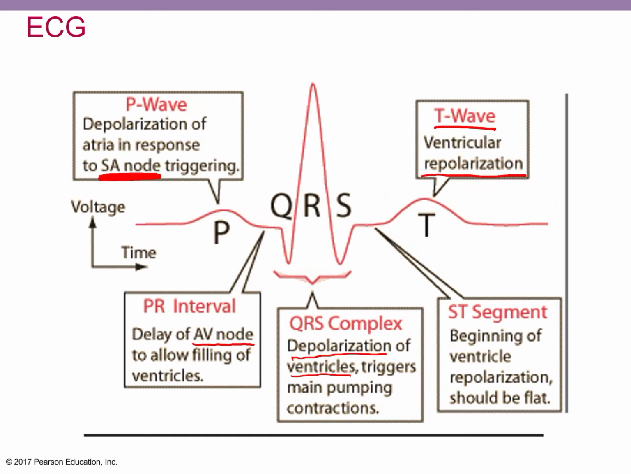Why don't we see atrial repolarizing? So we see atria depolarizing, we see ventricles depolarizing, we see ventricles repolarizing, but we don't see the atria repolarizing. And this is because it's happening at the same time as this massive QRS wave, so it's masked. We don't see it. So the atria are actually repolarizing here.